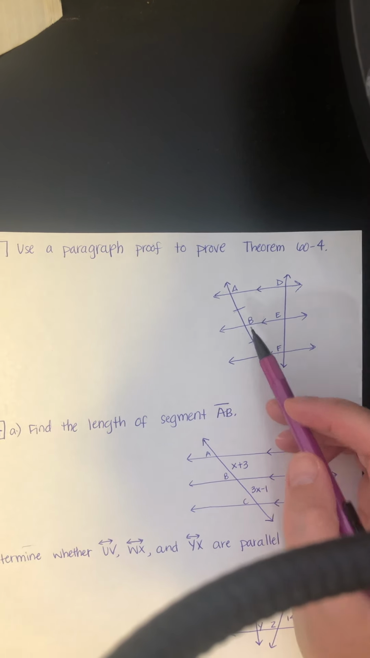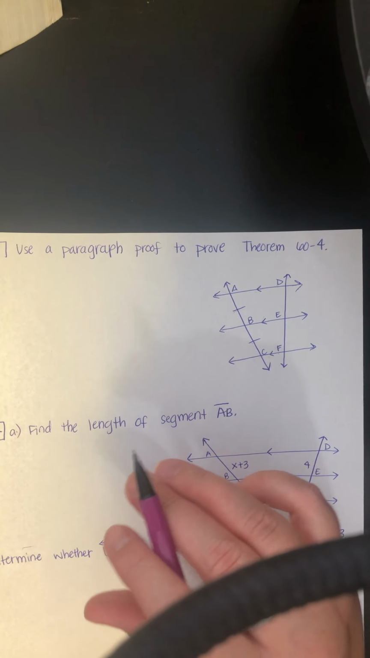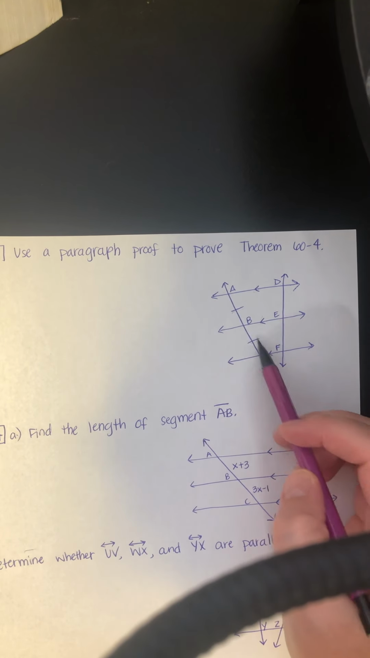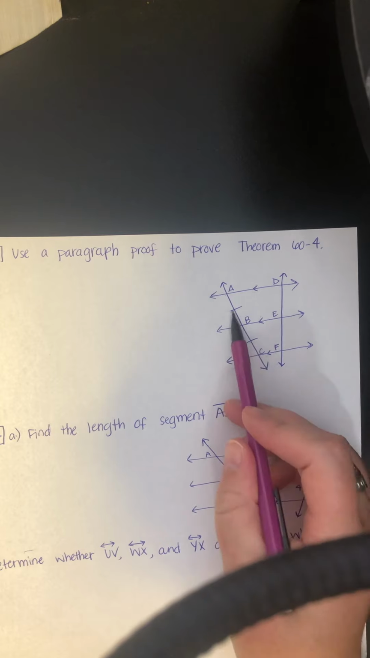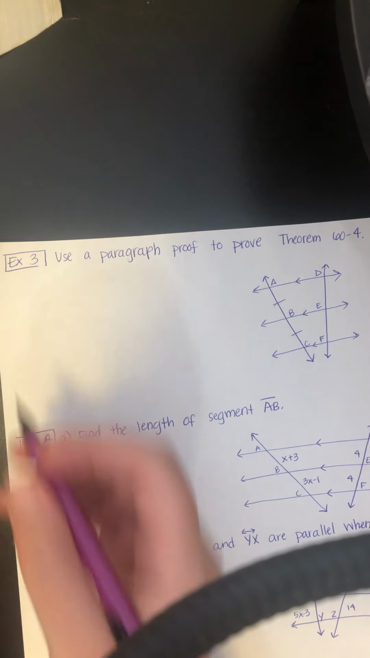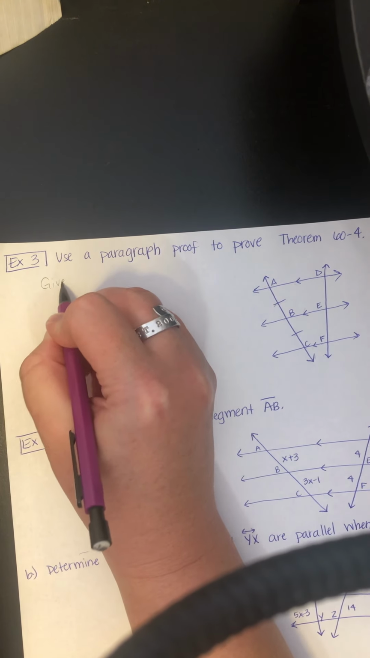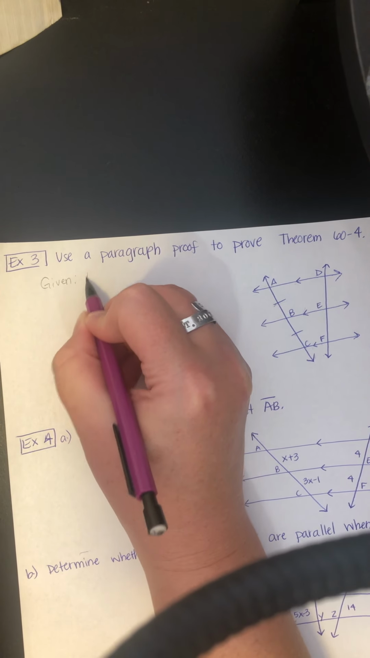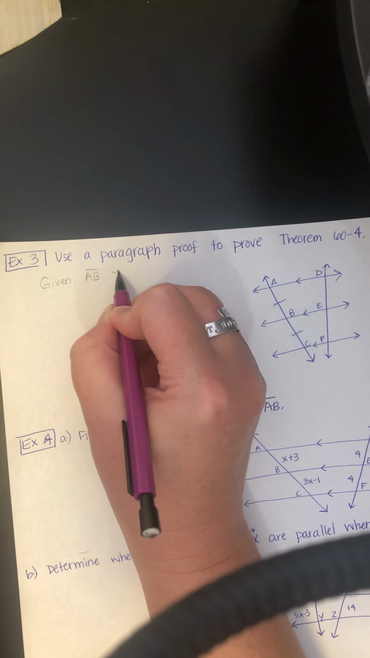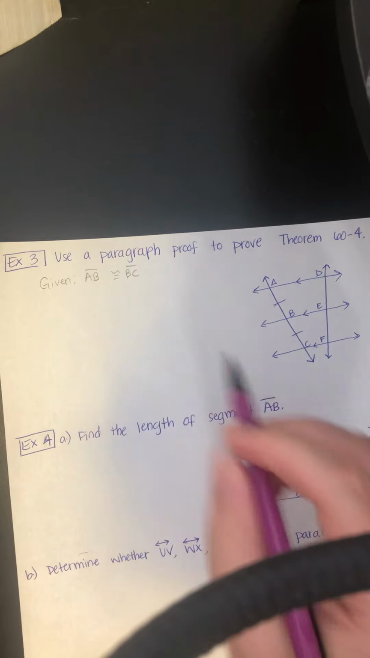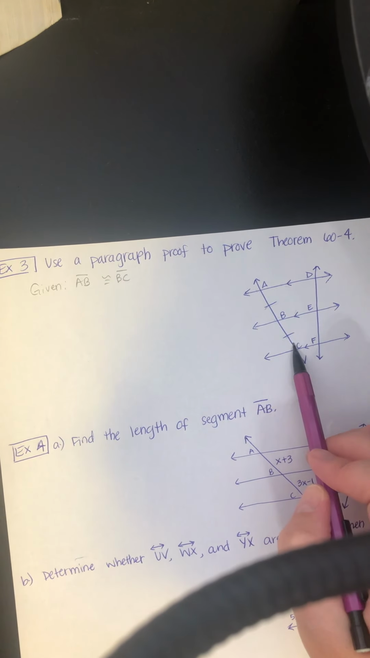Okay. So I'm going to write down what was given. But it does say that segment AB and segment BC are congruent. That's what this symbol means. So what they gave us was that segment AB is congruent to segment BC. AB, BC, and we know that right here.